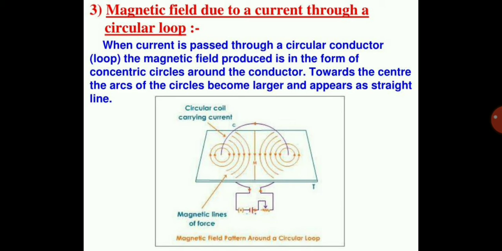First we saw the straight wire, and now the magnetic field due to current through a circular loop. So what happens when current passes through the circular loop? When current is passed through a circular conductor, or circular loop, the magnetic field produced is in the form of concentric circles around the conductor. Towards the center, the arcs of the circle become larger and appear as a straight line.